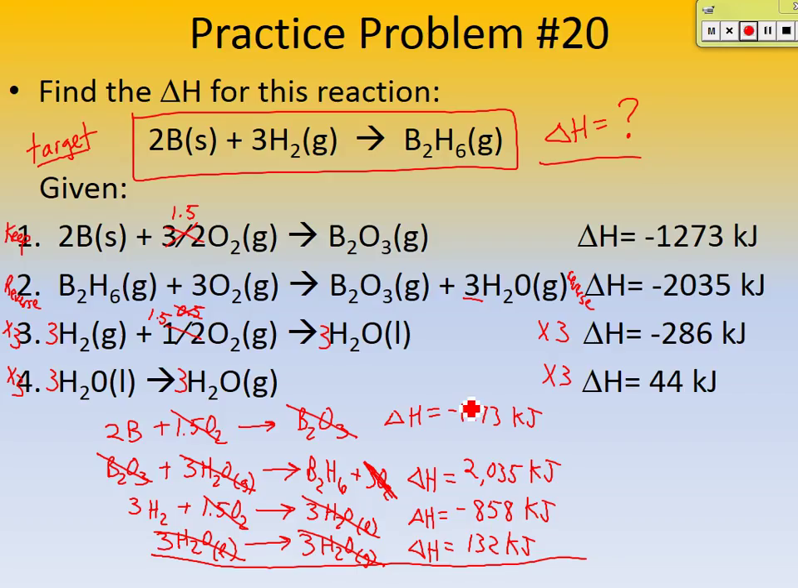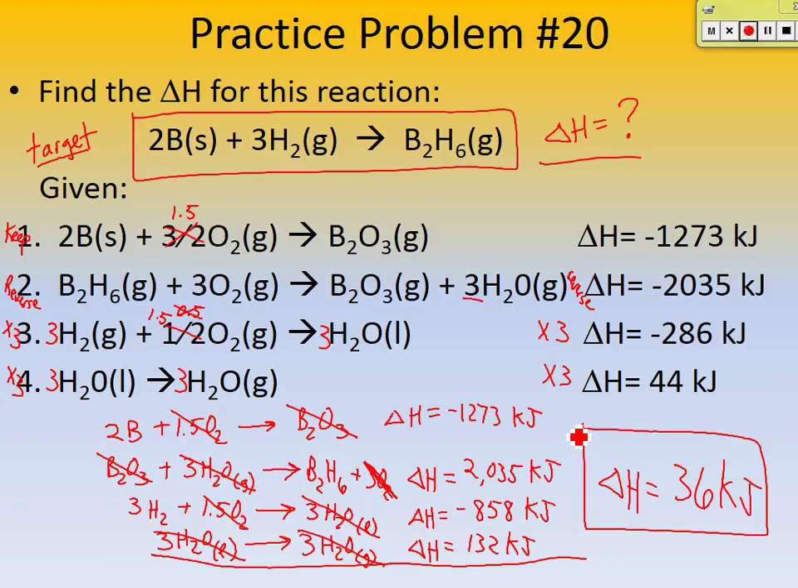So now that we've kept track of it and we changed it as we went, let's just add these together and see if we can get the right delta H value. So negative 1273 plus 2035 plus a negative 858 plus 132. What did you guys get for delta H? Positive 36 what? Kilojoules. Okay, so the answer again was positive 36 kilojoules for this reaction.